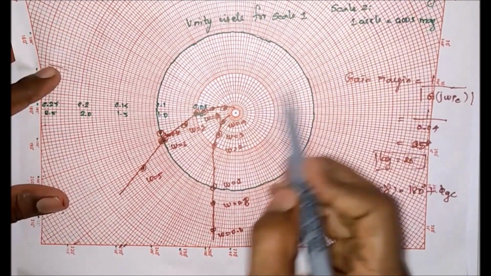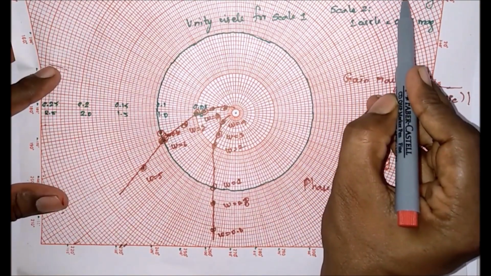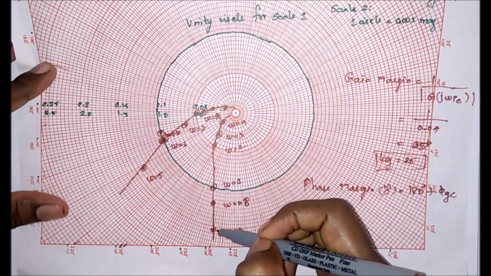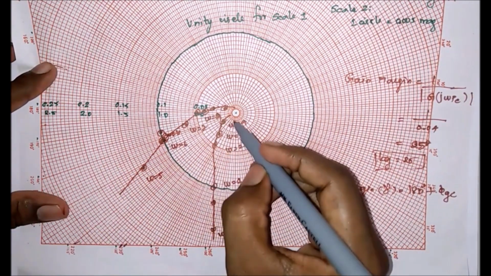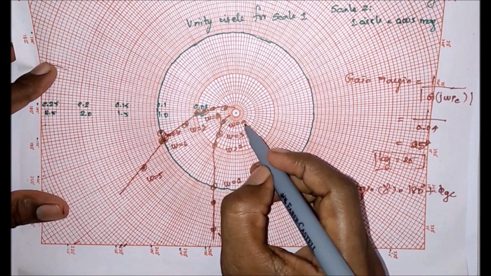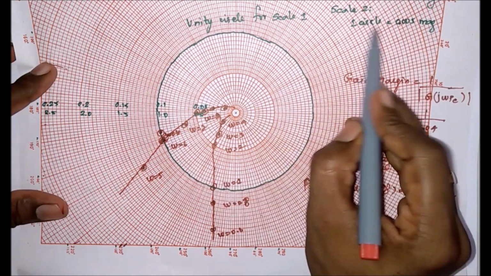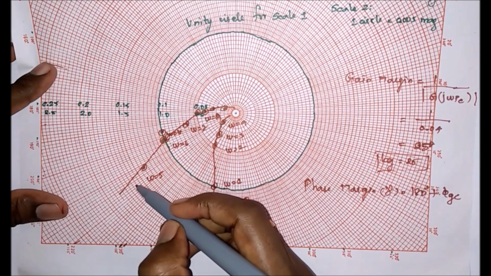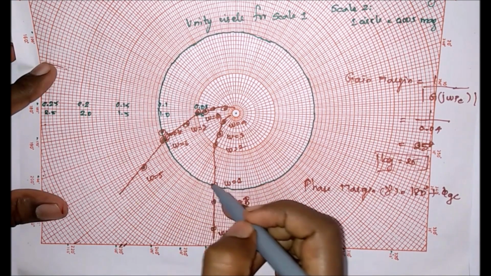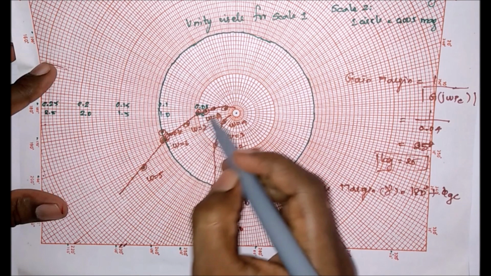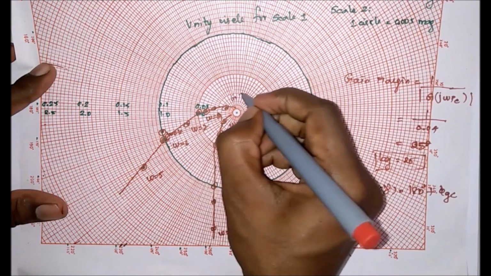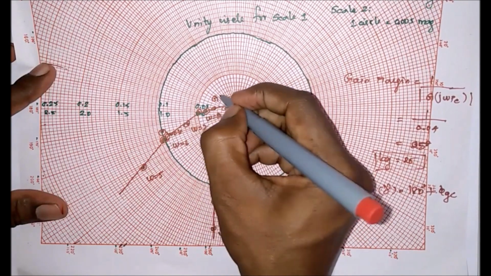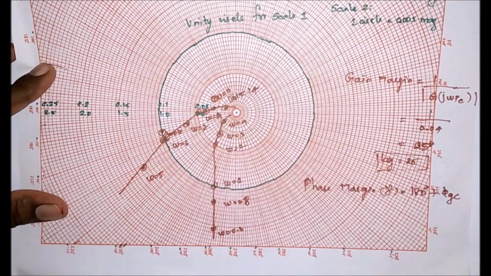So first, scale 0.05, 1 centimeter equal to 0.05. By taking the scale 0.05, we have drawn up to omega equal to 4. Then by taking the scale 0.005, we have drawn the continuation of the plot from omega equal to 5 to omega equal to 14. This is the point where omega equal to 14. This is the point where omega equal to 11.